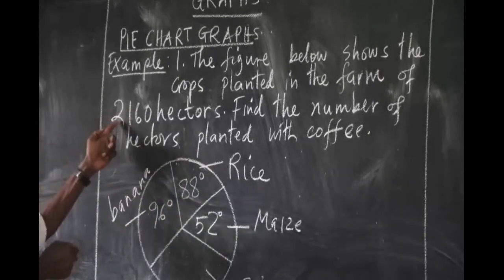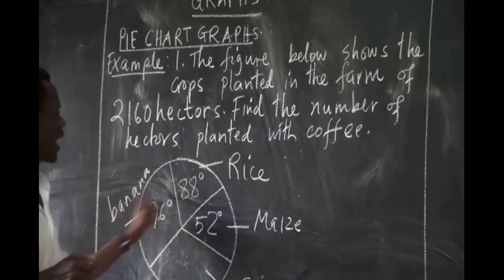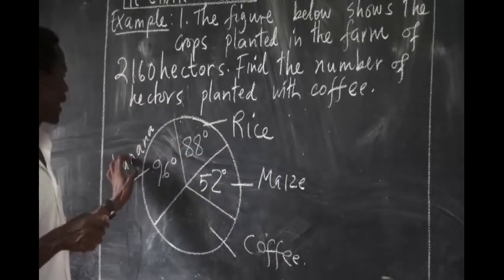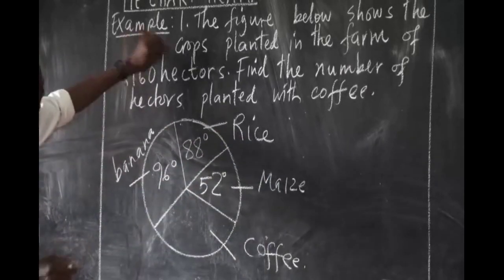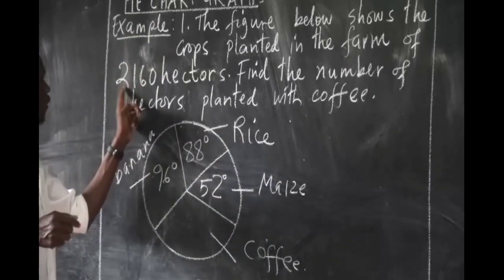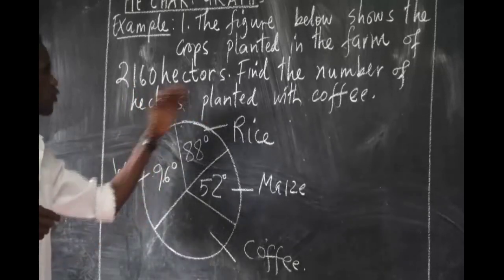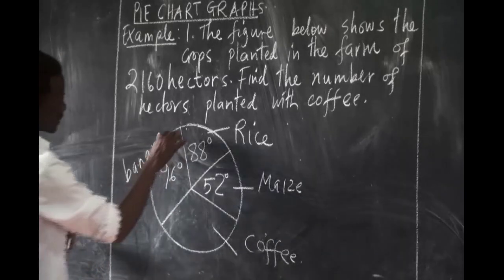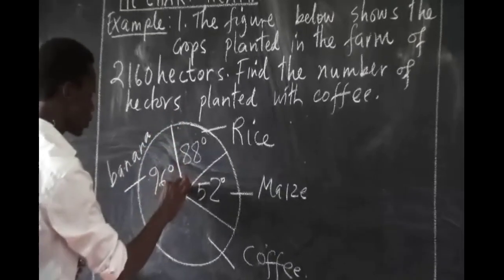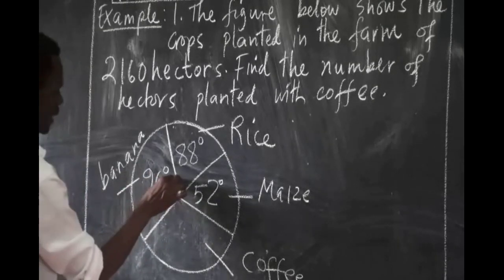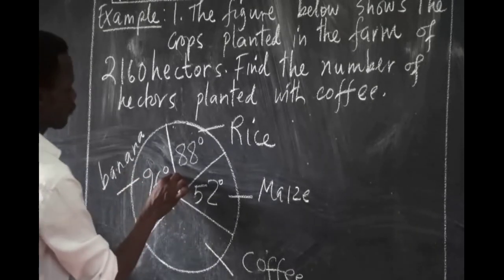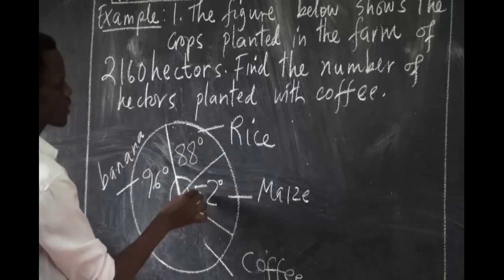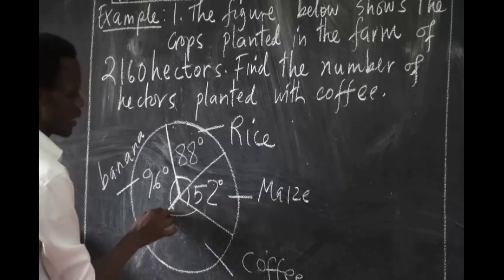Now, when you look at here, we have banana, rice, maize, and we have coffee. We have 2,160 hectares for the total number of the crops that were planted in this farm. This is the portion for banana. The portion for banana is 96 degrees. The portion for rice is 88 degrees. And the portion for maize is 52 degrees. And the last is all about coffee.